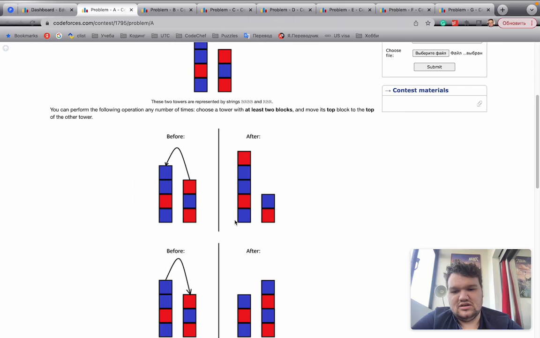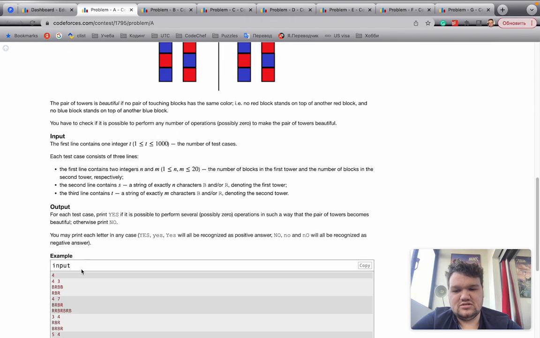And after that we want to make sure that in both stacks neighboring elements are of different colors. So in the concatenated string there can be only one place where neighboring positions are of the same color and we have to make the split there.